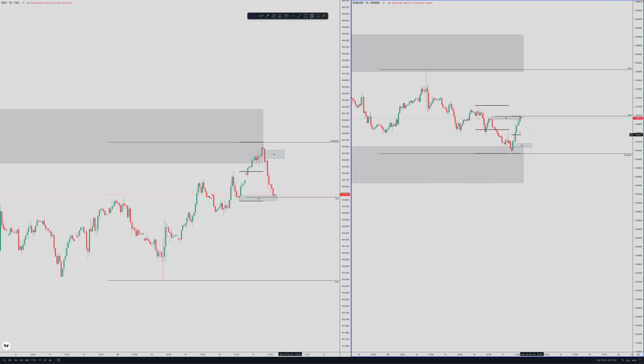So again, this is not an area I'm just going to short immediately from. We still need our lower time frame price action, we need our break of structures, but this is my outlook into next week. So I will immediately be looking for shorts on Monday. I'll be looking for some buy side liquidity to be taken and some breaks of structure.